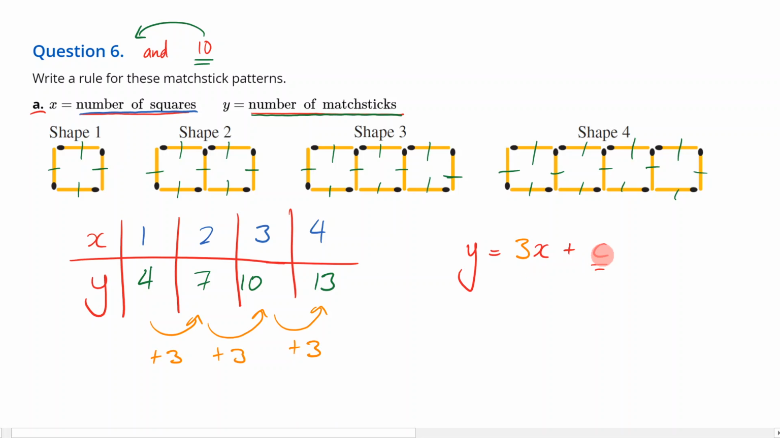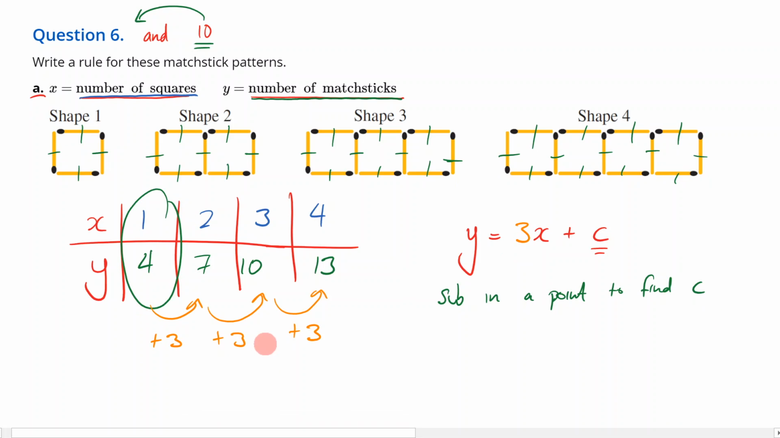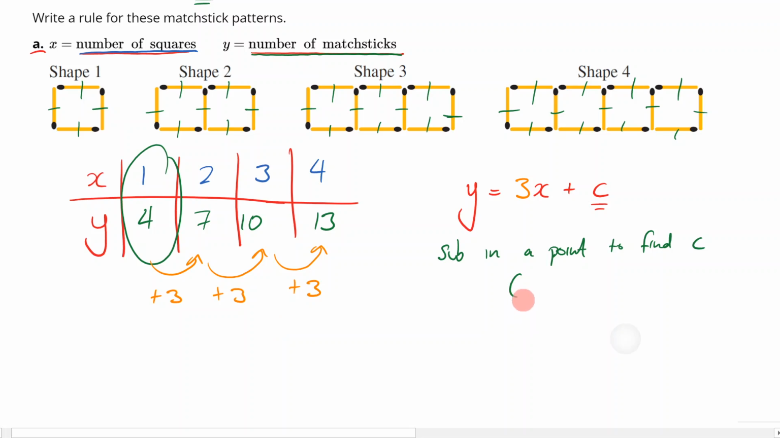And then to see what my C value is, remember what you do here is you find out, well, first you look for whether or not you have an X value equal to 0, and we don't. So because we don't have an X value equal to 0, we can't see what the corresponding Y value is going to be. So that means we're going to have to substitute a point in. So I'm going to write here, sub in a point to find C. And it doesn't matter which of these points we choose, but I always choose the littlest numbers because it's easy. So let's sub in 1, 4.